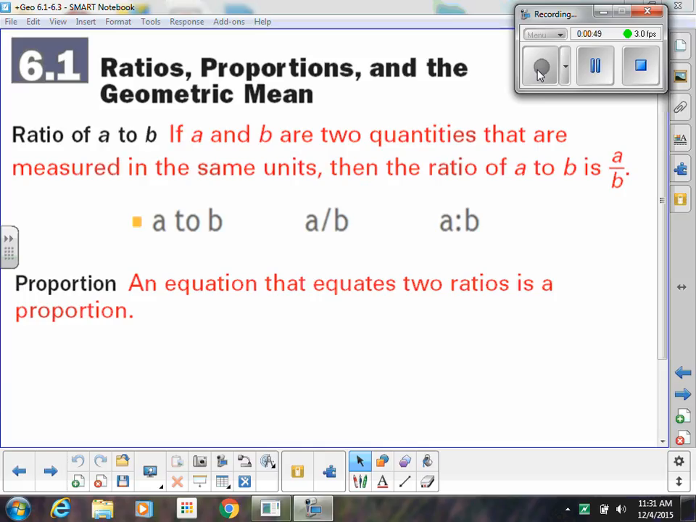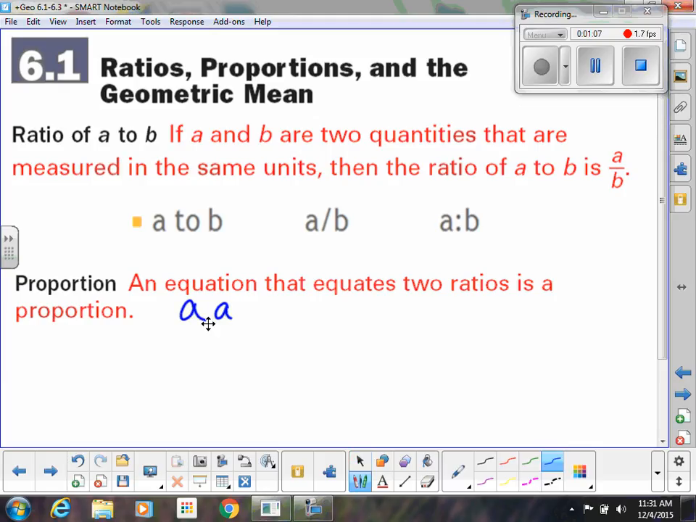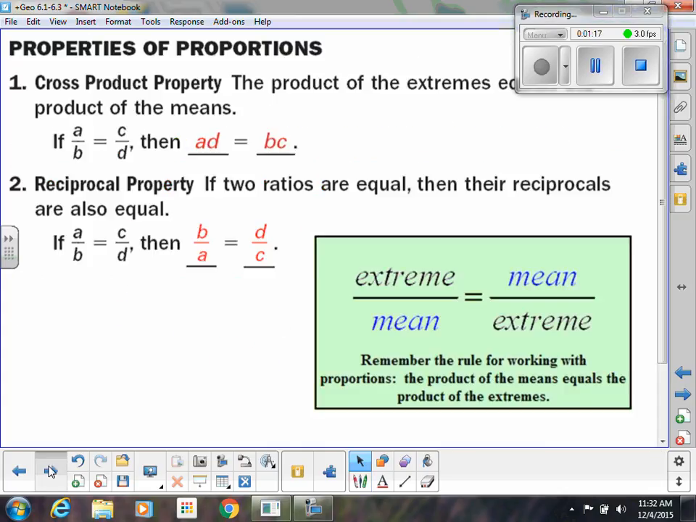Okay, a proportion is simply an equation that equates two ratios. So if I have two different ratios, let's say A over B, sorry, my computer messed up, A over B, and I equal that to C over D, that is what we call a proportion. Okay, so a reminder about proportions.